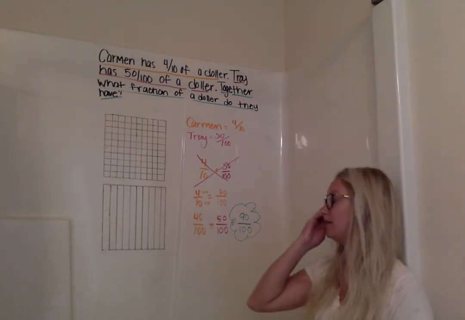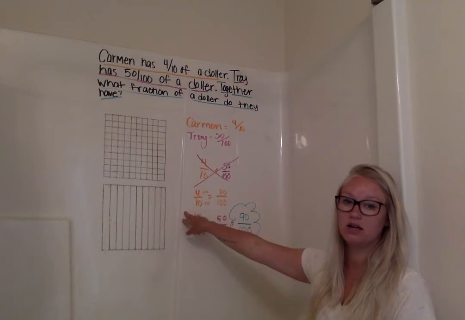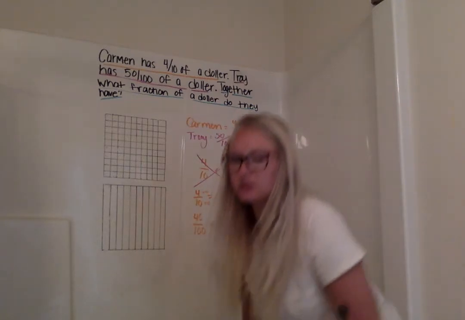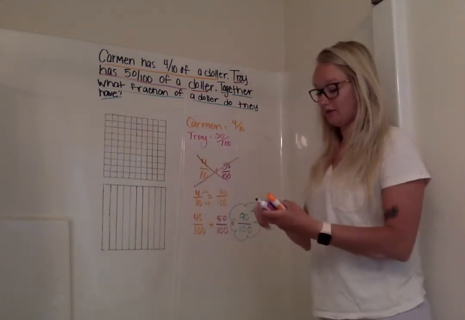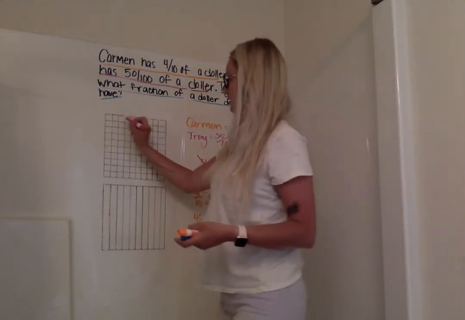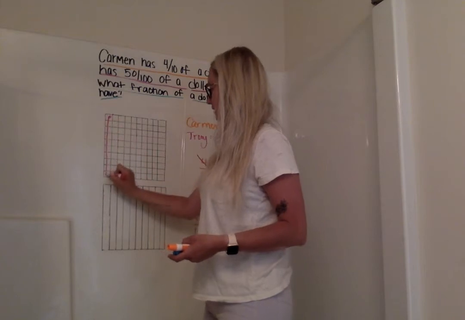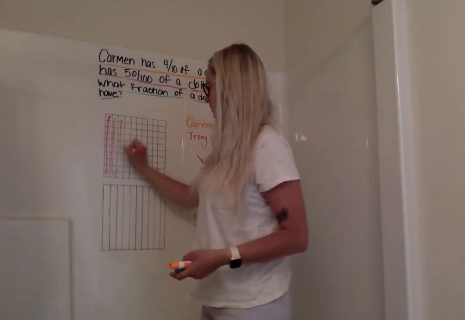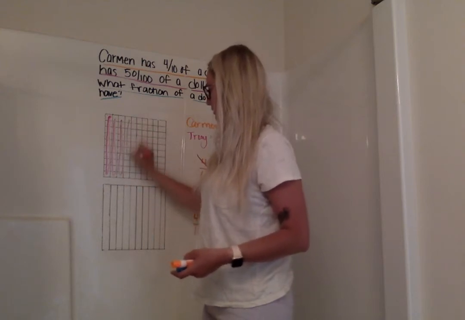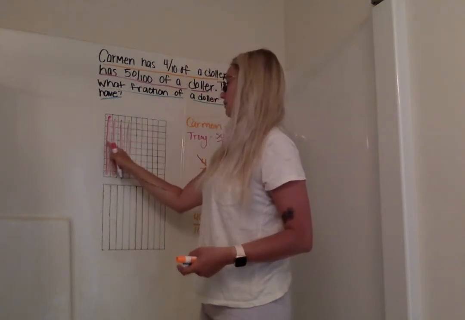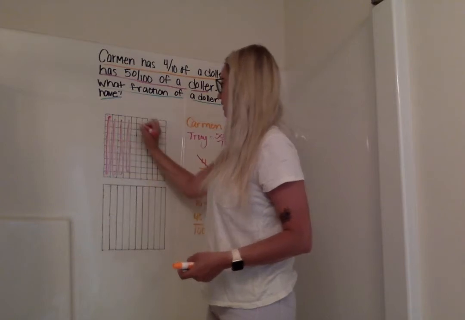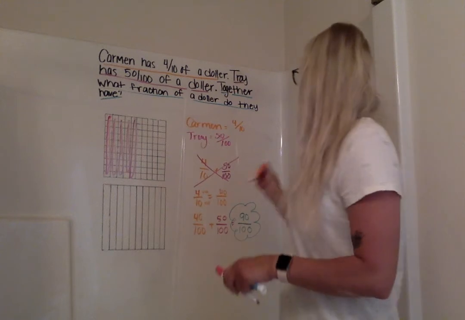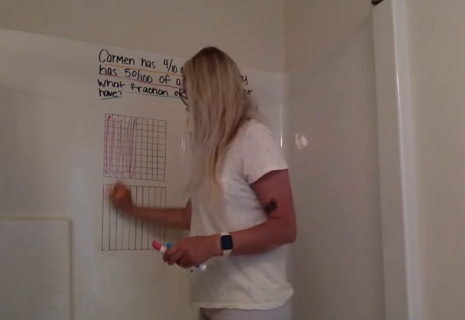I want to make sure that my answer is correct. I want to justify my thinking, so I'm going to go ahead and try it on this model as well. So if I start with Troy having 50/100, I know that this row is 10, and this row is 10, and this row is 10, and this row is 10. So that's 10, 20, 30, 40, 50/100. And then I know that Carmen has 4/10.